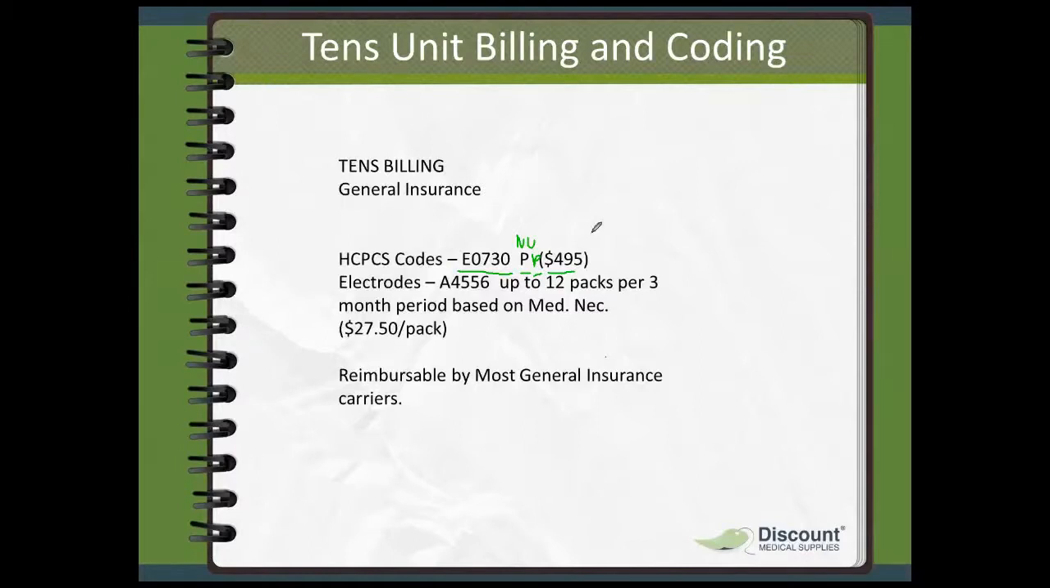And with general carriers, you can typically bill up to 12 packages of electrodes for a 3-month period of time based on medical necessity. So if they warrant it, you can do 3 months at a time so the patient doesn't have to keep coming back for those electrodes.